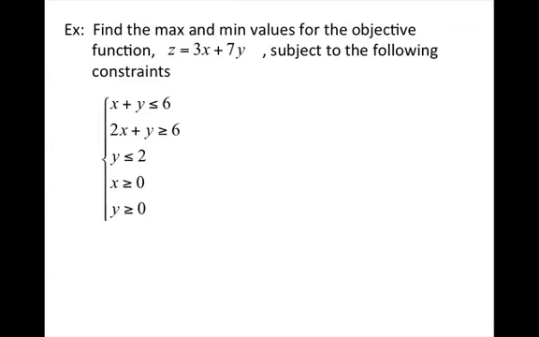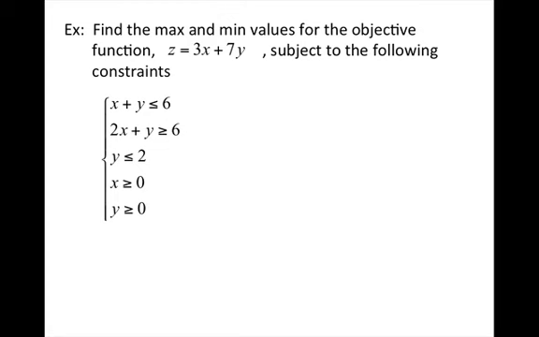So let's look at the final example. I want to find the maximum and minimum values for the objective function z equals 3x plus 7y, subject to the following constraints. I have x plus y is less than or equal to 6, 2x plus y is greater than or equal to 6, y is less than or equal to 2, and then x and y are both greater than or equal to 0.